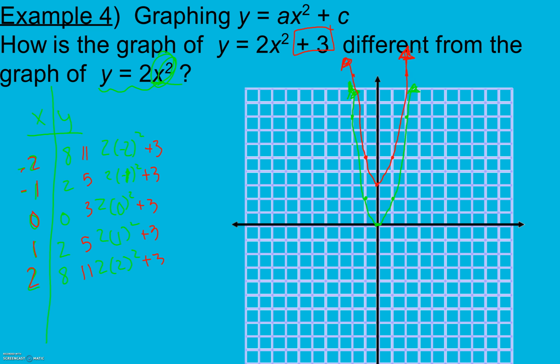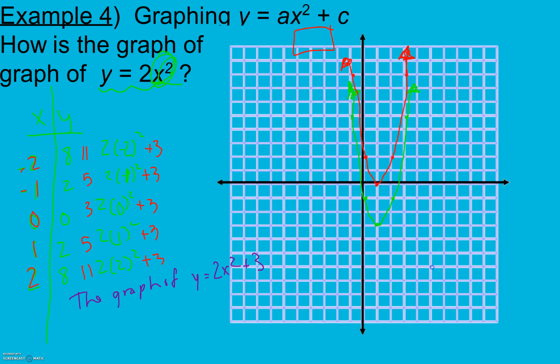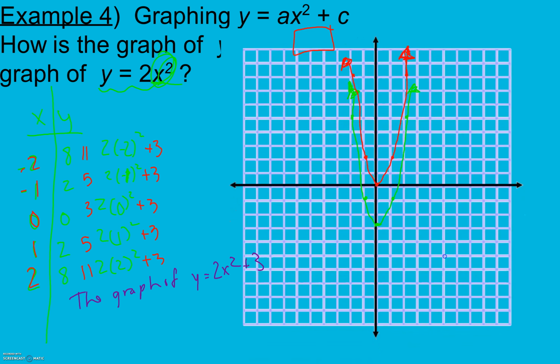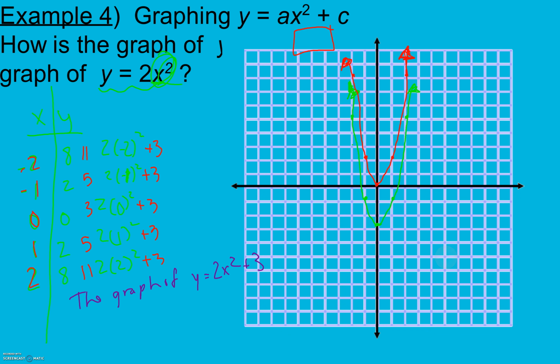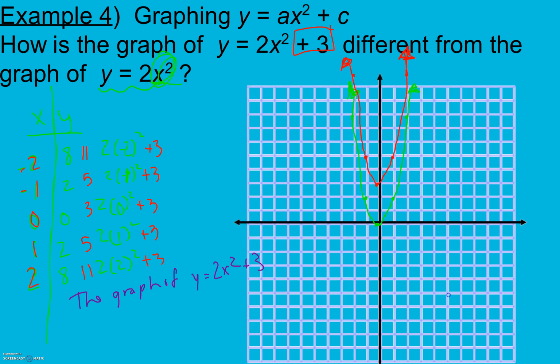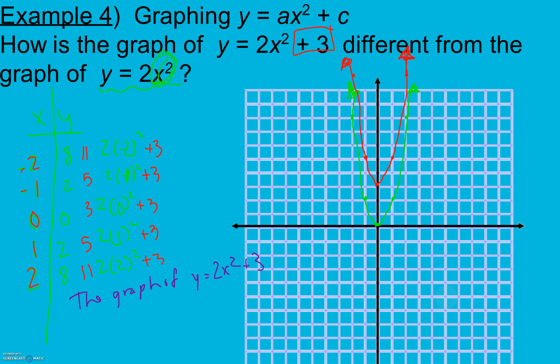So if we compare our graphs, the graph of y equals 2x squared plus 3, it's like we have the exact same graph here. It's like I just picked up my graph and moved it. So instead of being here, it's like I just picked it up and moved it. Okay? Now it's like the same graph. Okay? So we call that a translation.